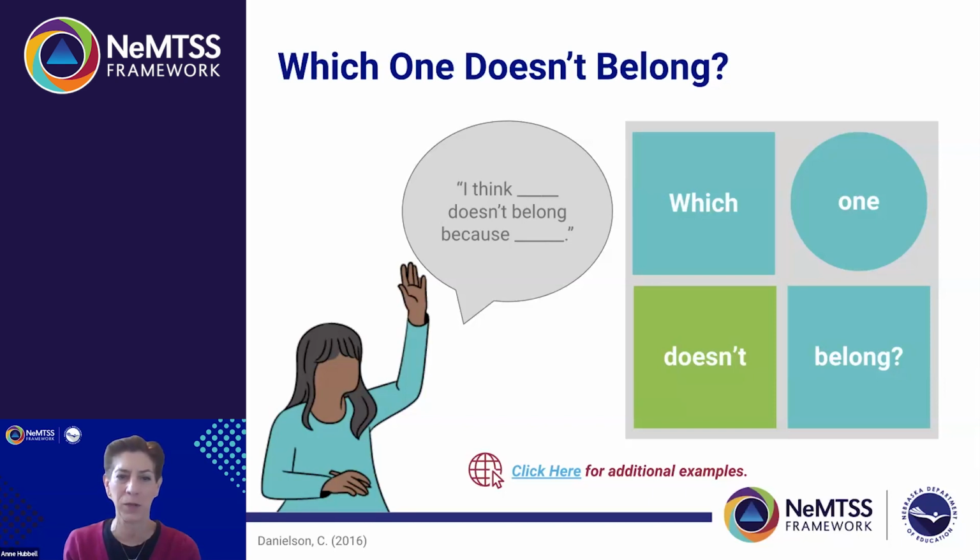This strategy helps with language output because students need to talk about the one they think doesn't belong with the others and why it doesn't belong. An example here could be, I think 1 doesn't belong because 1 is on a circle and the others are all on squares. Another variation of this strategy could be to ask students to create their own poster using the shapes, patterns, or really anything you are studying. To see more examples, click on the link above. There is also a lesson on the teaching channel if you would like to see more.